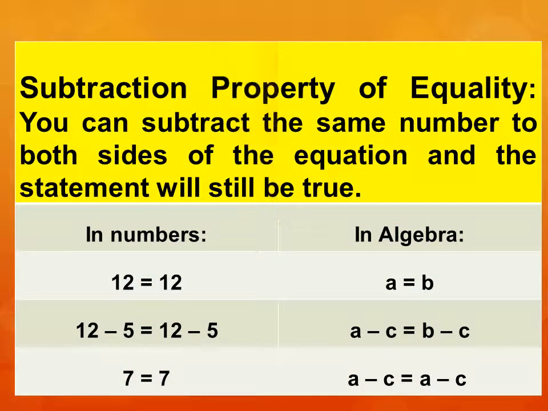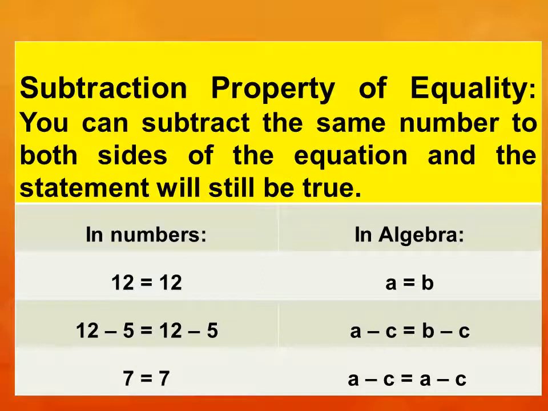The second is the subtraction property of equality. You can subtract the same number from both sides of the equation and the statement will still be true. In numbers, we have 12 = 12. If we subtract 5 from both sides, it becomes 12 − 5 = 12 − 5. If we simplify 12 − 5, that is equal to 7. So 12 − 5 is equal to 7.